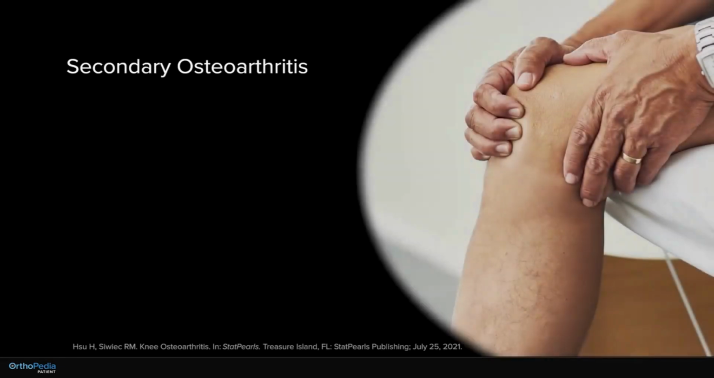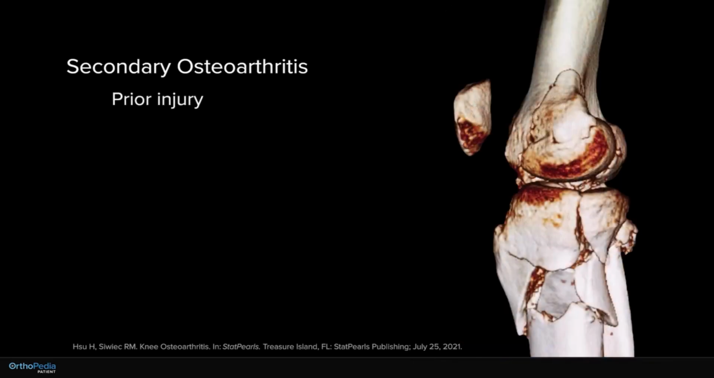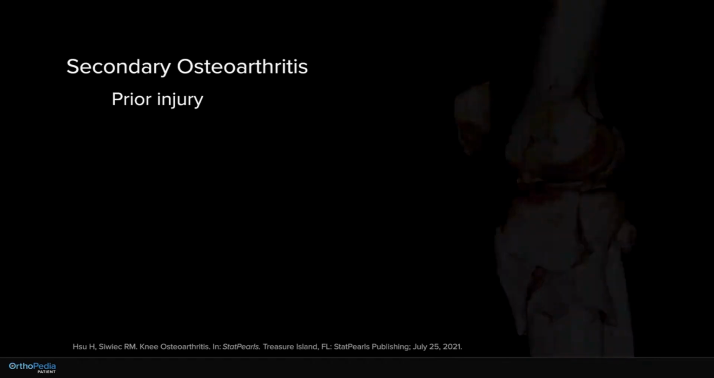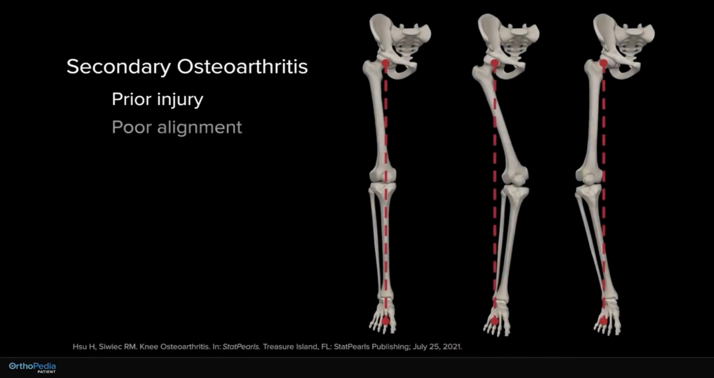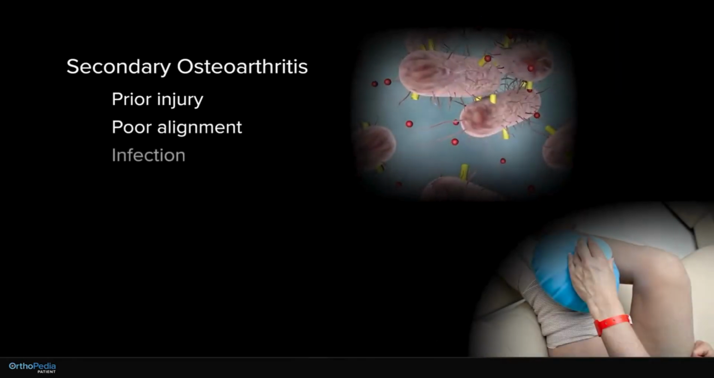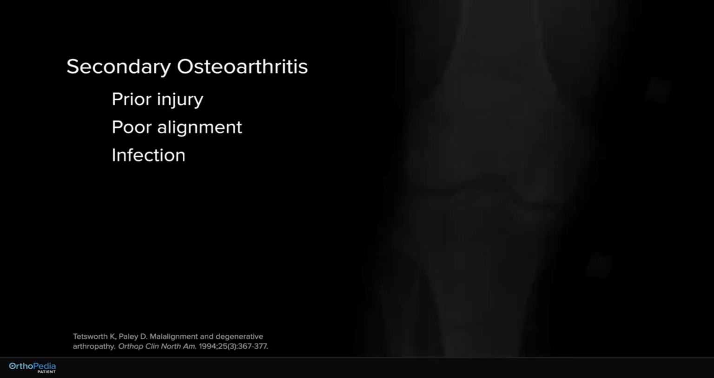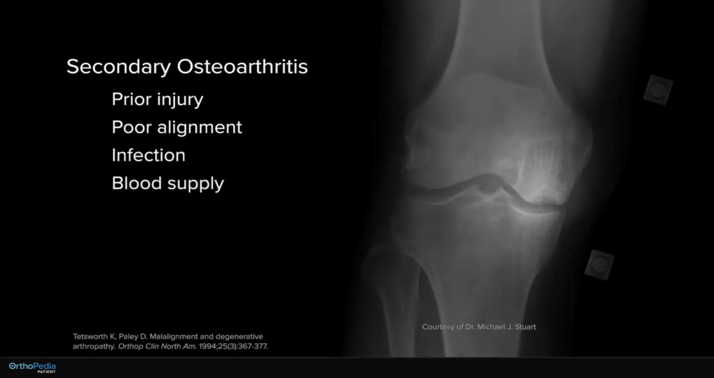Secondary osteoarthritis is caused by a pre-existing factor. Examples of these would be a severe prior injury to the knee, like a major fracture or a torn ligament. Poor alignment of the leg, such as being knock-kneed or bow-legged, an infection of the knee joint, or even issues with blood supply to the articular cartilage, which is already minimal as it is.